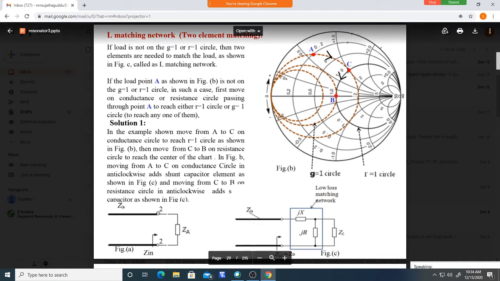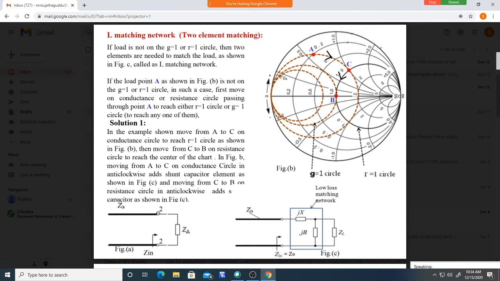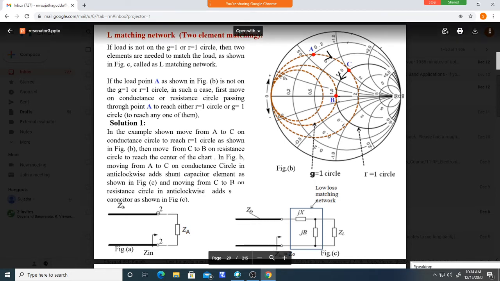What is the element added? Capacitor in shunt. Next, on the resistance circle we are moving from here, that is in the anti-clockwise direction. So it is capacitor in series. This is a capacitor in series.